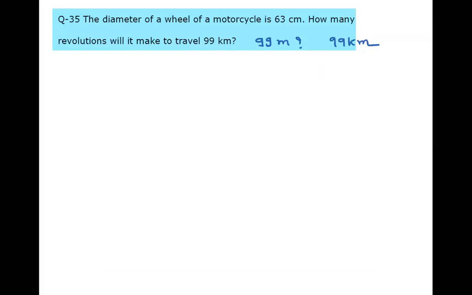And you know about the relation between the meter, centimeter and kilometer. If you don't, so tell me.